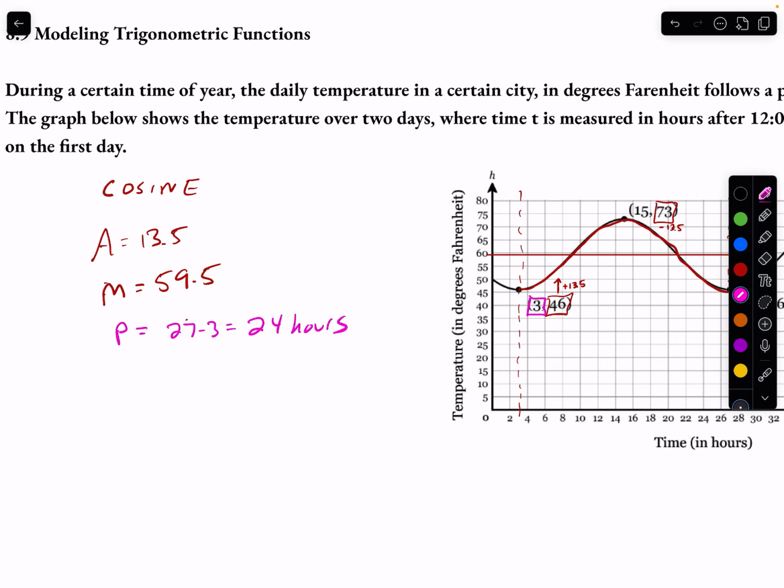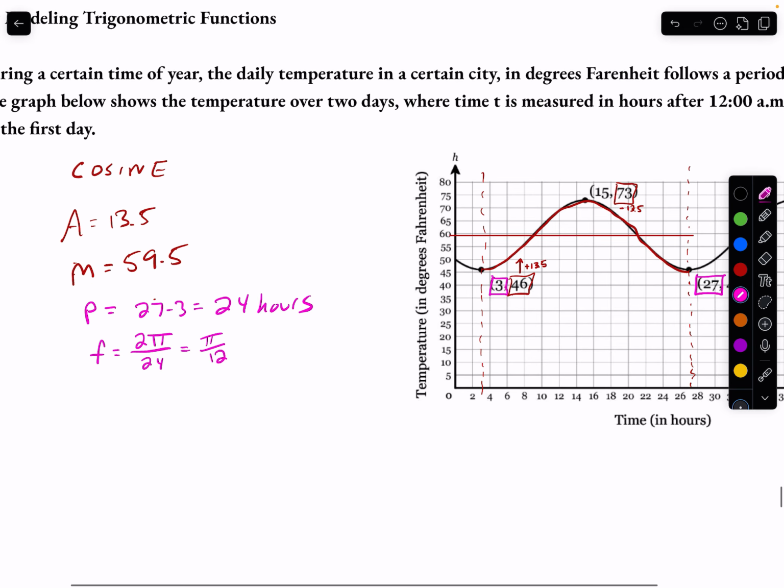So right when I find the period, I'm going to find the frequency. So the frequency is always 2 pi divided by the period. So 2 pi divided by 24 simplified would be pi over 12. So I'm almost there. I've got almost everything that I need.